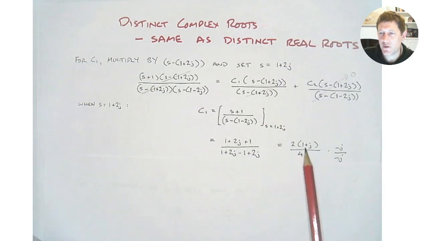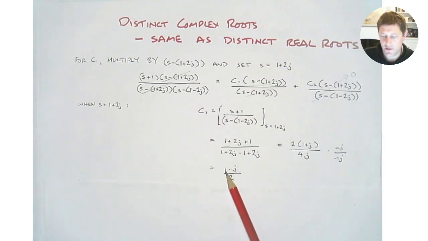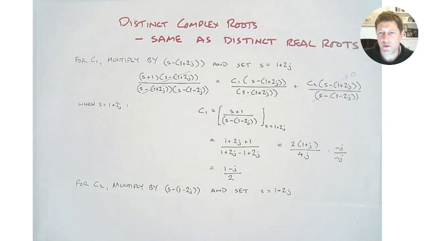Let's make that simpler, get rid of the complex bit on the bottom. So multiply the top and bottom by minus j, so j times minus j equals 1. And we can simplify our answer to 1 minus j divided by 2. So this works just fine for the complex roots as well. Likewise for the second coefficient, c2, same thing, multiply by the associated denominator and set s is equal to 1 minus 2j. Same process will give us our value for c2, 1 plus j divided by 2.